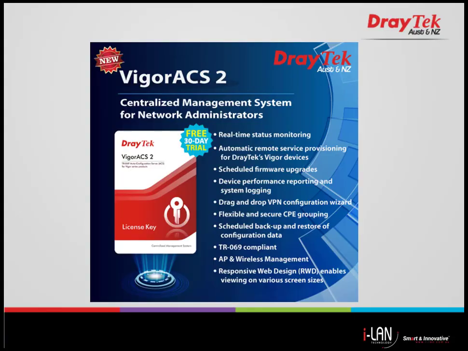VigorACS2 stands for Advanced Centralized Management System for Network Administrators. VigorACS2 is a TR069 based centralized management system for remotely managing the DrayTek Vigor devices. TR069 is an application layer bidirectional SOAP, HTTP and HTTPS based protocol. It allows system and network administrators to remotely configure, monitor and manage their DrayTek devices.